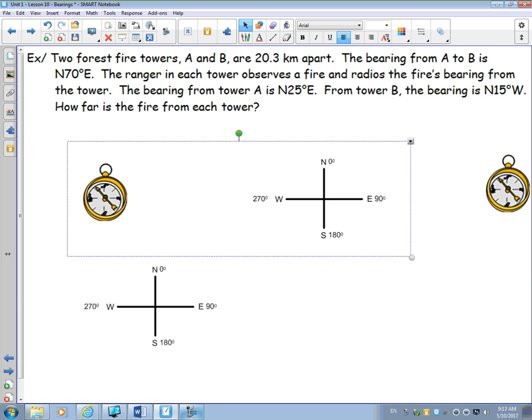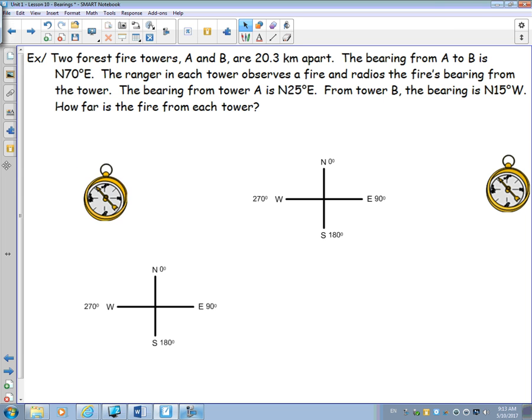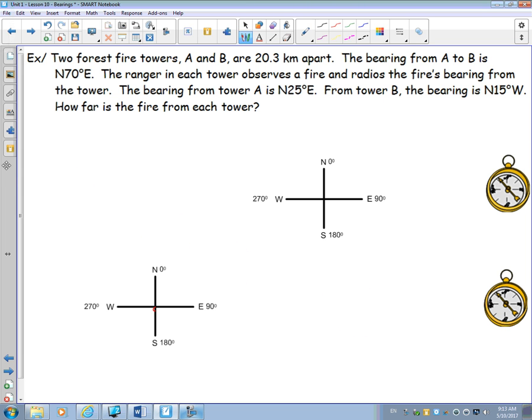Okay, I'm just going to separate this picture here for a second. Get rid of the compass. Okay. Tower A is down here. Here's A. Tower B is north 70 east from there. So Tower B is like this direction.